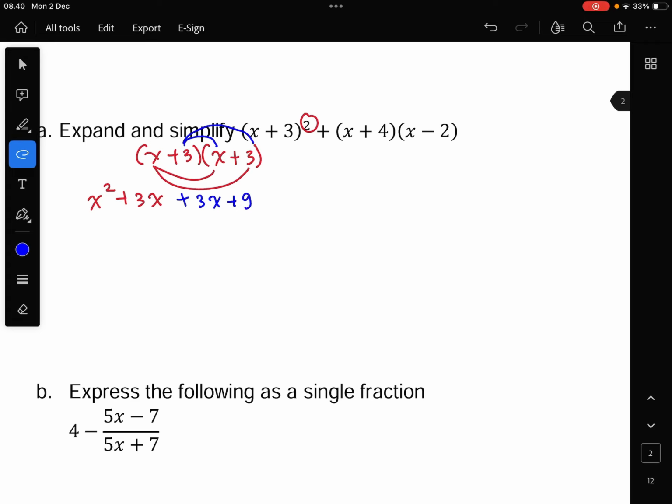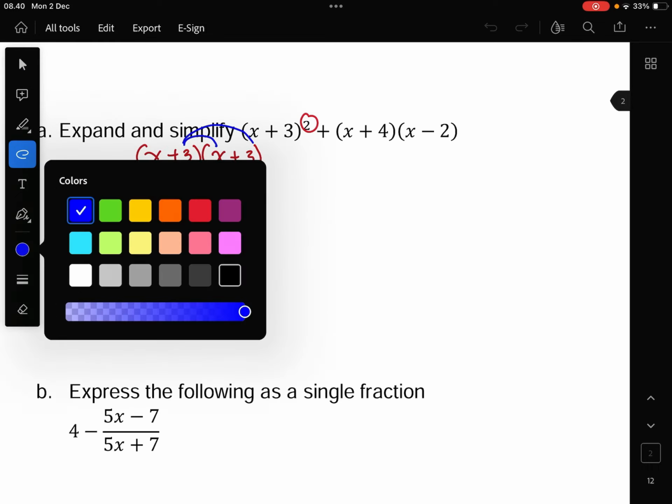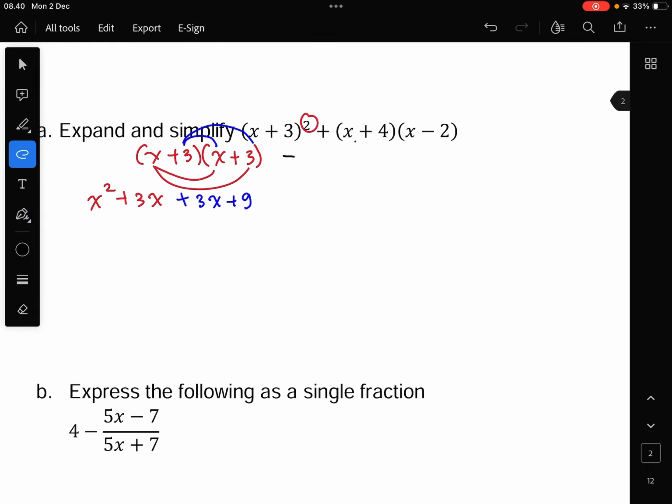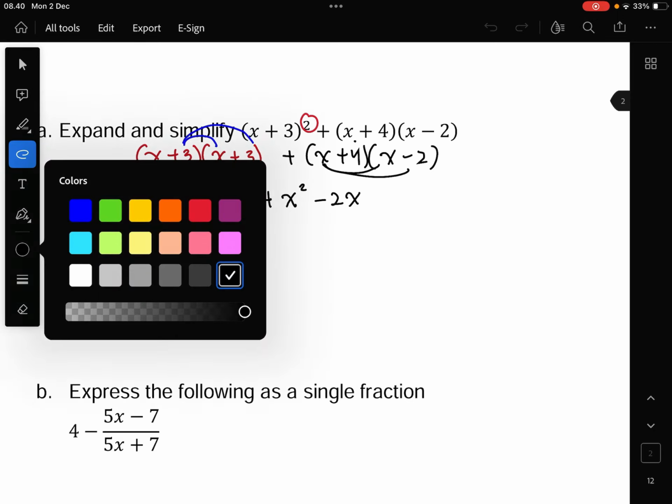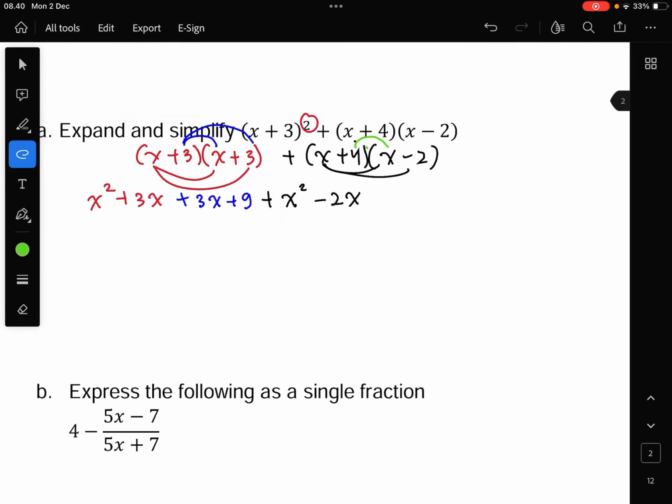Now, we continue with the next one. It's basically plus x plus 4, x minus 2. This one, you also do the rainbow multiplication. x multiplied by x is x squared. x multiplied by negative 2 is negative 2x. Do the same thing as the previous one: 4 multiplied by x is positive 4x. 4 multiplied by negative 2 is negative 8.